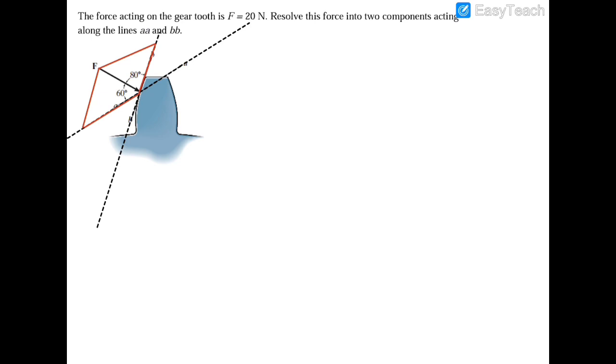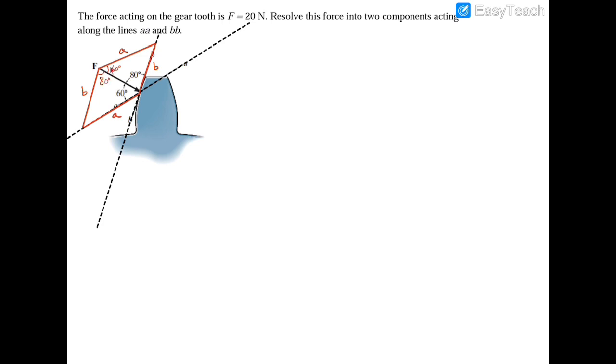Now I'm going to name this component here vector B, and this component here vector A. And of course, because it's a parallelogram, that means that this force here is also A, and this force here is also B, just by using superposition. Now you also know that because you have 60 degrees here, then this angle here should also be 60 degrees because it's an alternate interior angle. So 60 degrees there, and then likewise, this angle here should be 80 degrees.